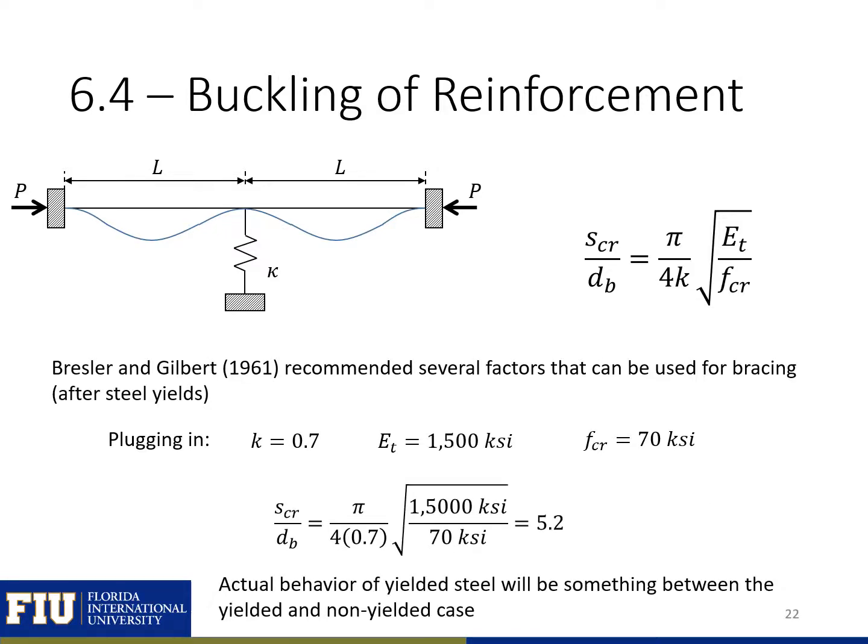Bresler and Gilbert also recommended a couple factors that can be used for the bracing after our steel yields. After our steel yields, our stiffness is going to be substantially less. On our yield plateau, we won't have any stiffness, and then in our strain hardening region, we'll have a stiffness much lower than our initial elastic stiffness. So they recommend here a K of 0.7, modulus of elasticity of 1500 KSI, and an F critical of 70 KSI. So that'll give us an S over dB spacing limit of 5.2.